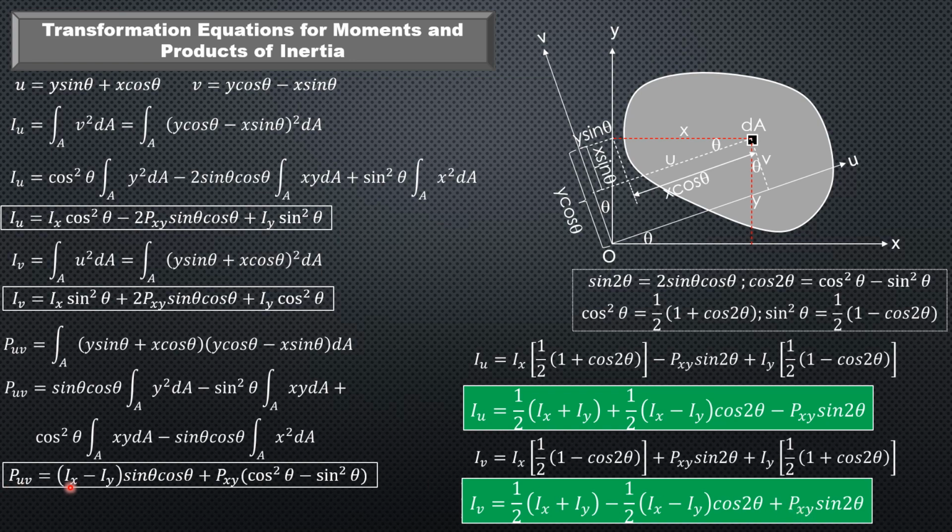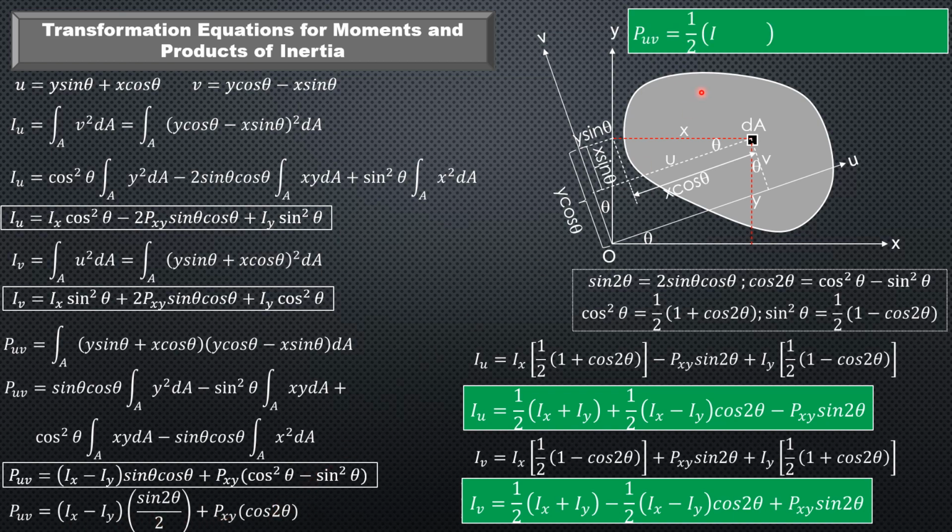Then for Puv, this is sine 2 theta over 2, so Puv, or the product of inertia with respect to the uv axis, is Ix minus Iy times sine 2 theta over 2 plus Pxy times cosine 2 theta. So Puv is 1/2 of quantity Ix minus Iy sine 2 theta plus Pxy cosine 2 theta. So these are the formulas. These are the transformation equations for moments and products of inertia. So we need to memorize these.